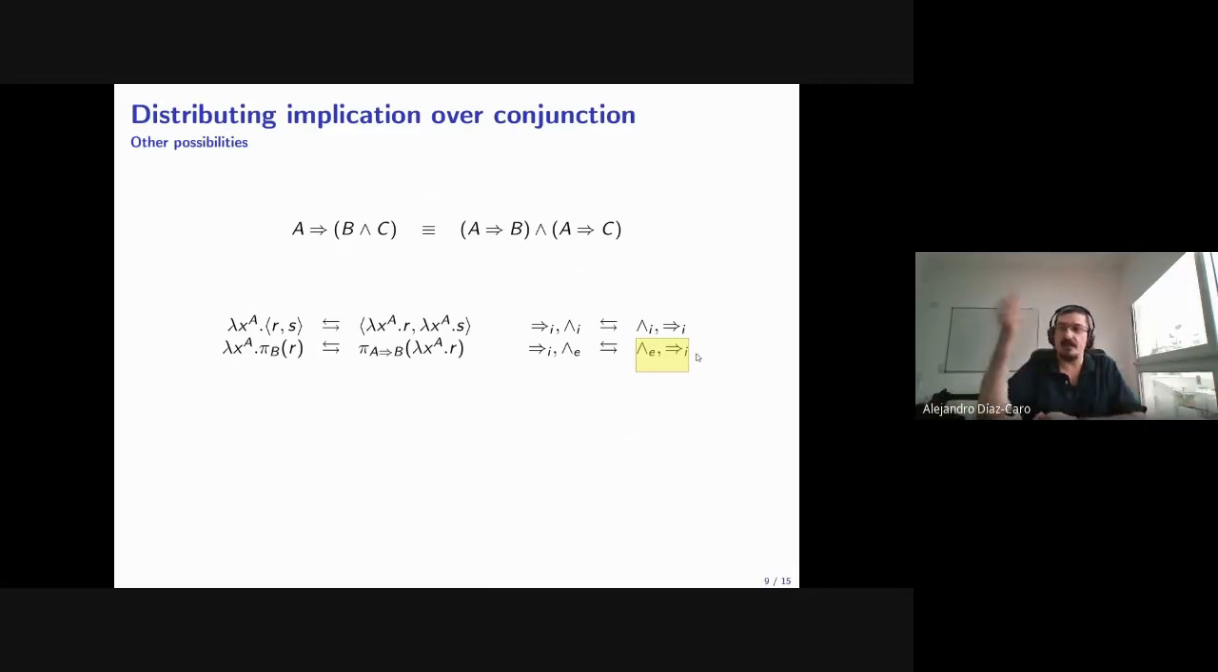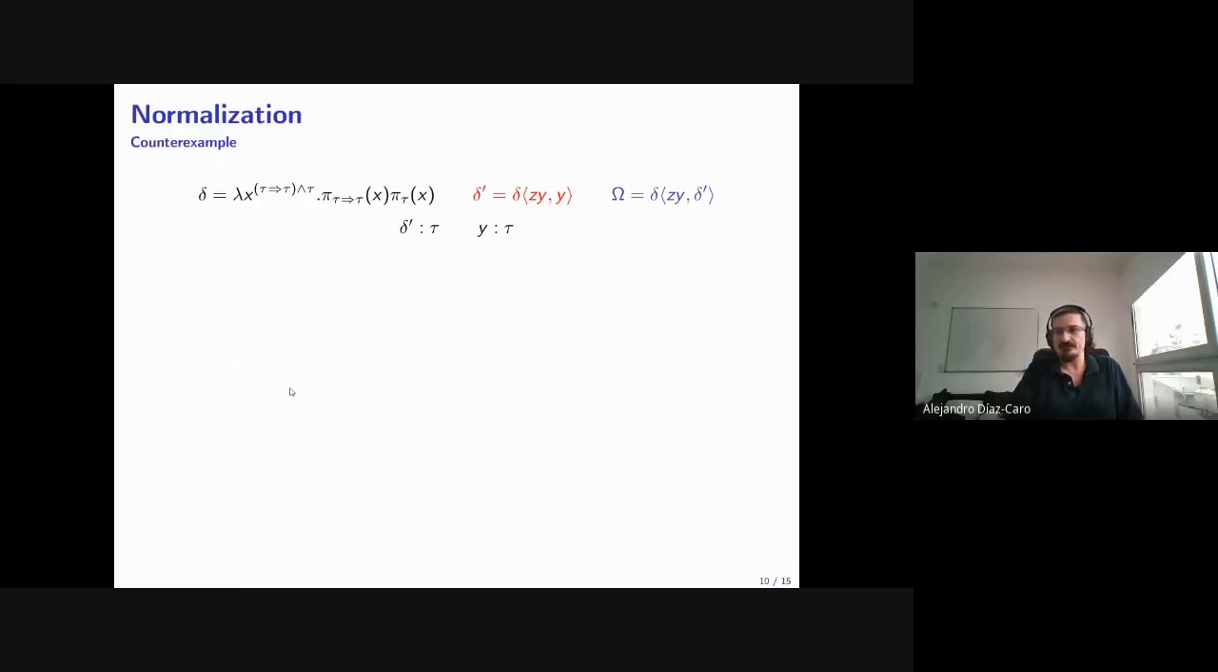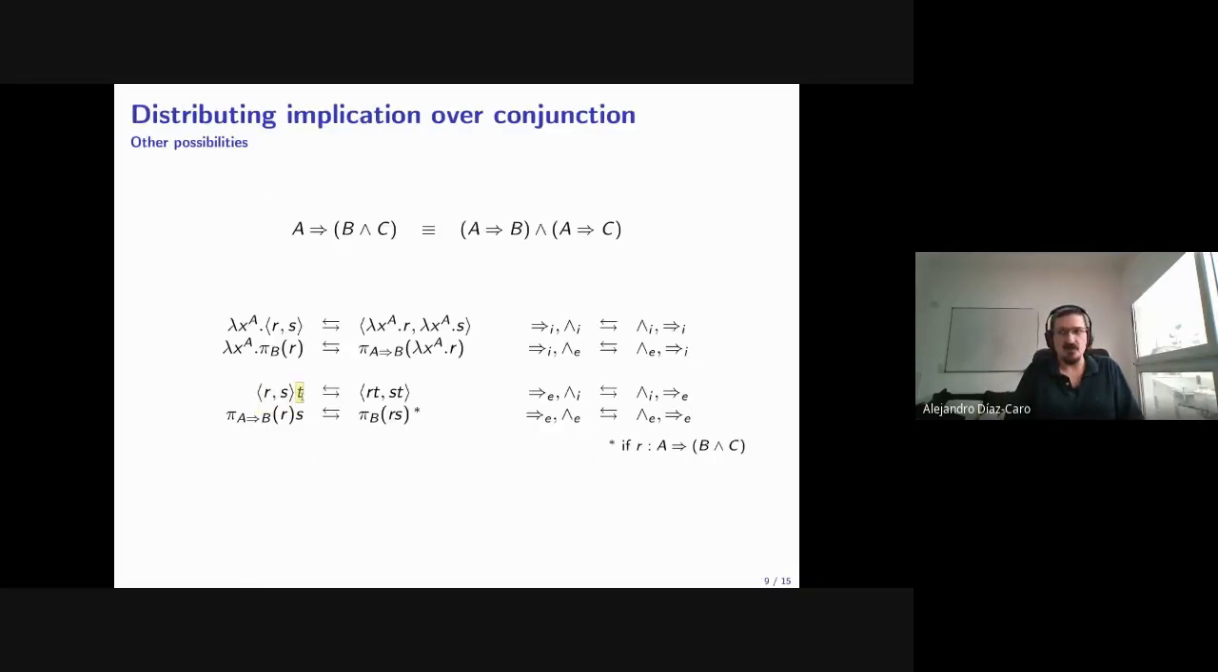And there are other two choices, which are with the elimination of the arrow. So with the elimination of the arrow, you will say, okay, if you have an arrow and you give a witness, what you get, so if you have a pair of arrows in particular, and you give me a witness, I know how to construct the pair, which is, okay, you pass the witness to the first and to the second, okay? So this is the elimination of the arrow with the introduction of the conjunction. And finally, you can have the elimination of both, which is, okay, if from a proof of this type you can extract a proof of A implies B, then you could first pass the argument A here, construct B and C, and then extract the proof of B, okay?